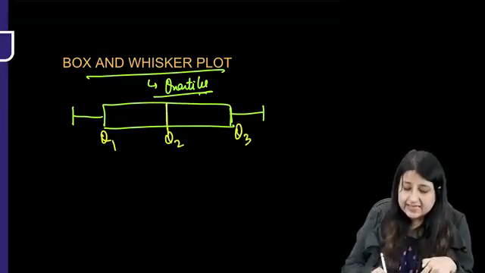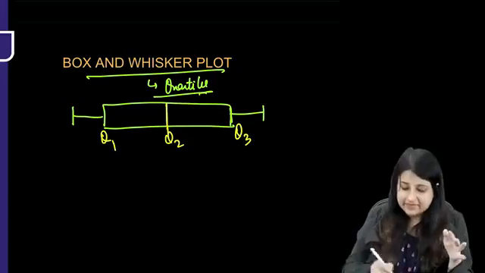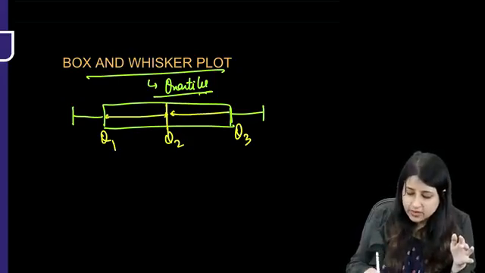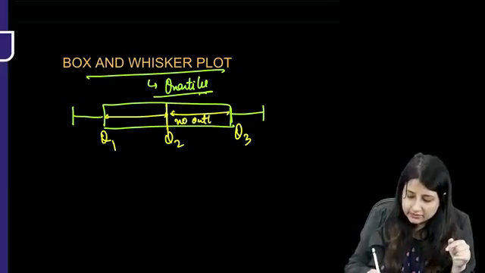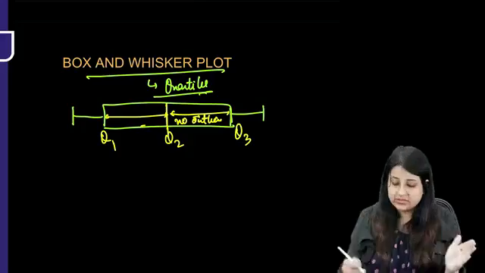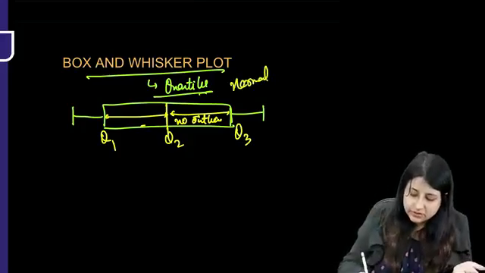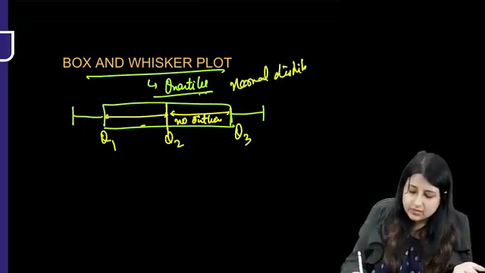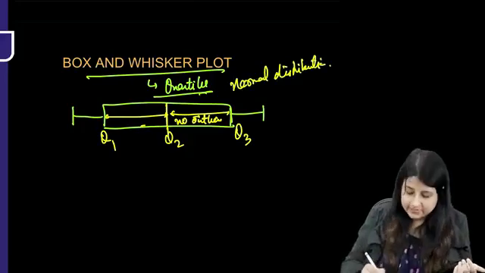Now, first quartile, second quartile. The second quartile is dividing it exactly into 2 halves. Can you see? So, there are no outliers over here. Can you see? No outliers because the gap is exactly equal on both the sides. So, this is which distribution? Normal distribution. Okay, this is representing normal distribution.